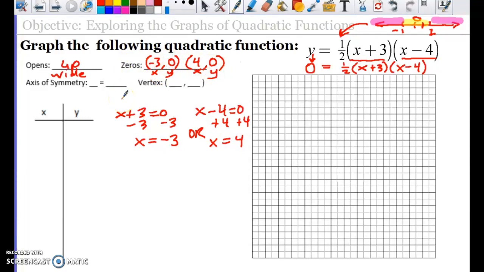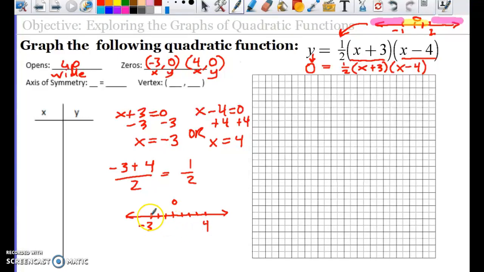Now I need to find the axis of symmetry. Well, the axis of symmetry should be right in the middle between -3 and 4. And in class today, I showed you two methods to find it. You either add -3 and positive 4 together and divide by 2, and I would get 1/2. Or you could just visualize on a number line. So if I have 0 in the middle here, and I have 1, 2, 3, that's -3. And on the right side, I have 1, 2, 3, 4.